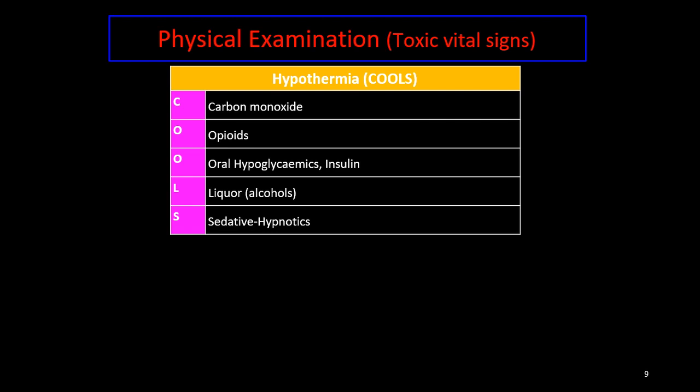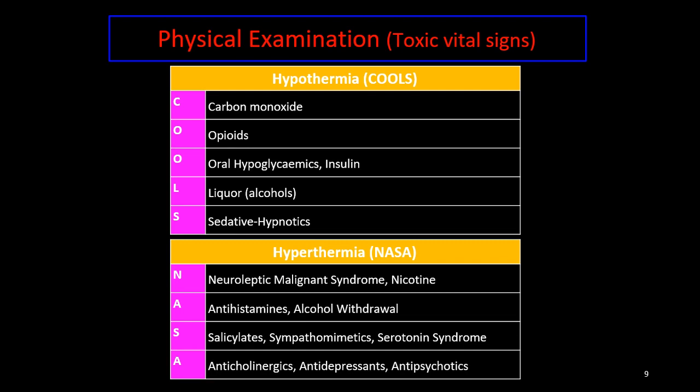Okay, which poisons cause hyperthermia? Increased temperature. This is easier. Okay, one. Anything else? Thyroxine. Okay, anything else? Anticholinergics. Atropine is known to cause fever. Okay, anything else? Antipsychotics. Okay, anything else? Okay, so this is the mnemonic: NASA. Neuroleptic malignant syndrome or nicotine, antihistaminics, alcohol withdrawal, salicylates or sympathomimetics, anticholinergics, antidepressants.